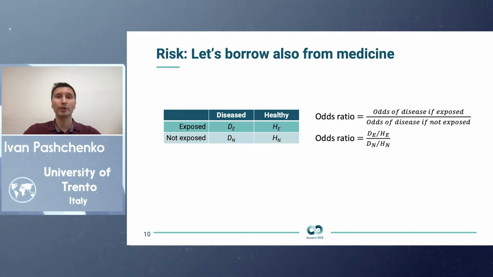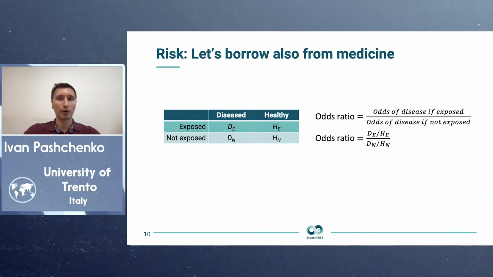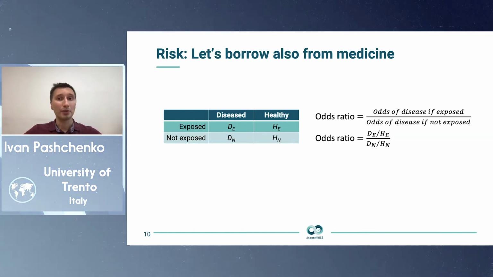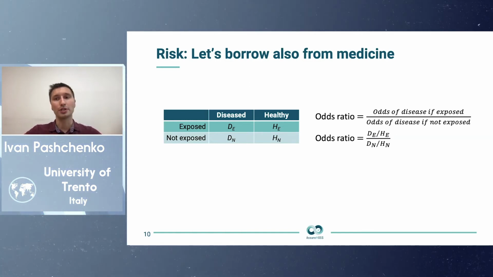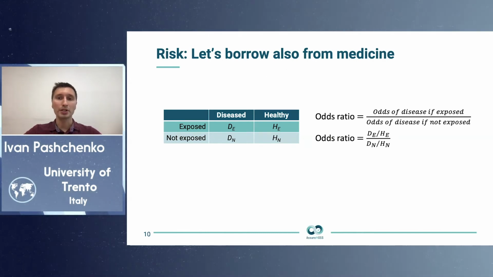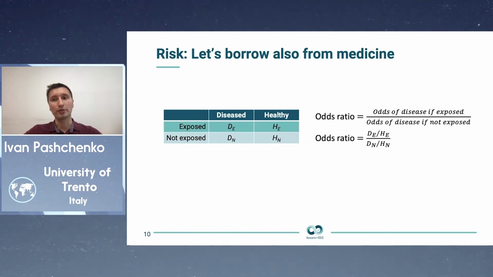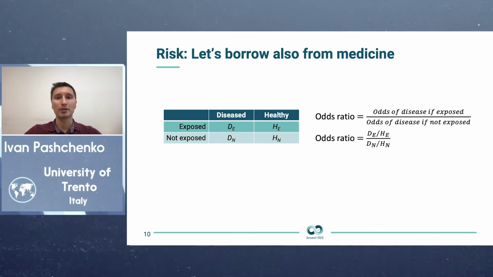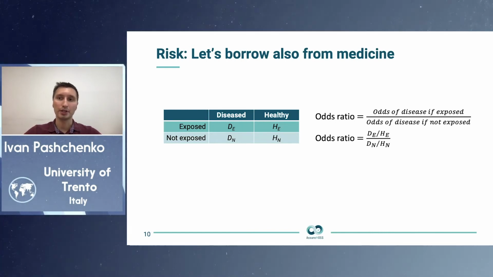Well, we already borrowed from finance. Let's also borrow something from medicine. Why not? In medicine, people are using the odds ratio analysis to understand the impact of a rare disease. In particular, odds ratio is the fraction of odds of disease if exposed and odds of disease if not exposed. In software, we can understand vulnerabilities to be such rare diseases.